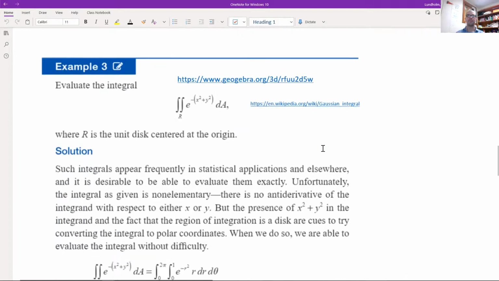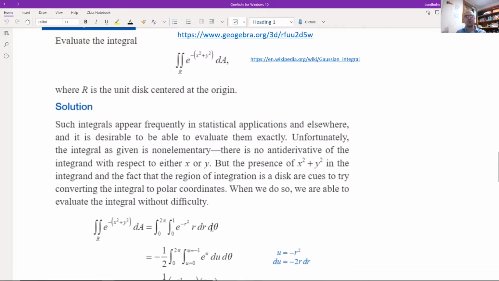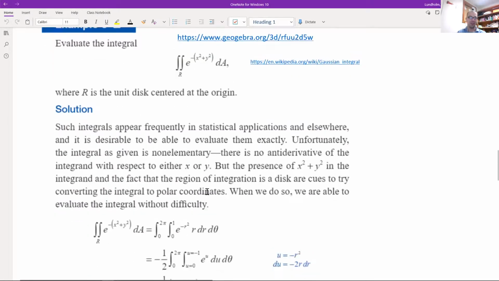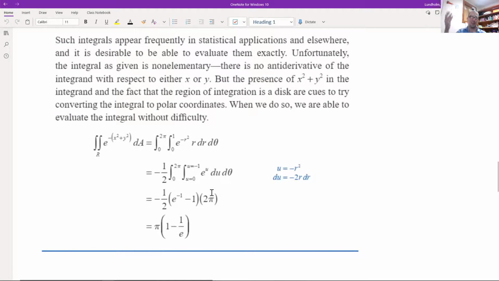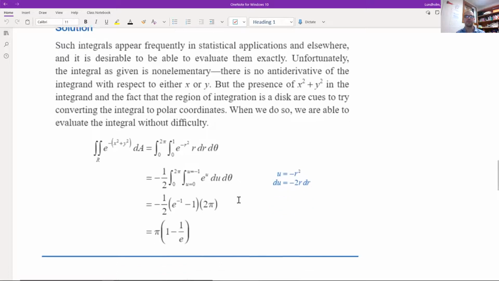And then it works out that you get pi times 1 minus 1 over e. That's not super special, but it will be super cool to look at this. We're going to look at something very similar on the activity and make a conclusion about the normal distribution. So that'll be cool.